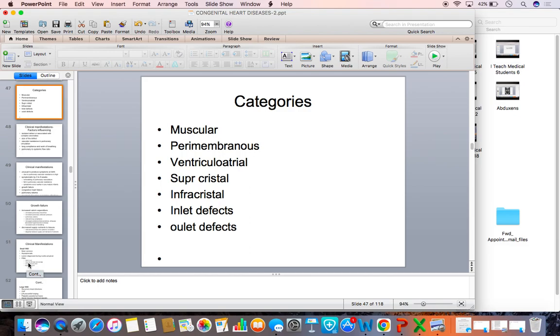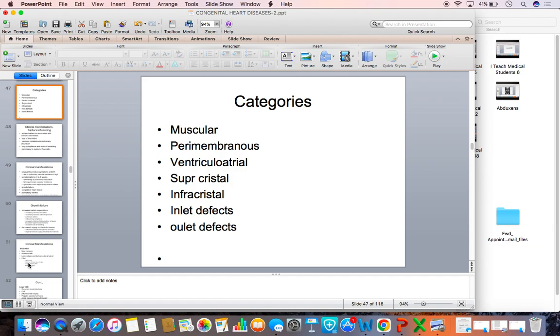Then, what are the categories of VSD? These are muscular, perimembranous, ventriculoatrial, that is from the left ventricle to the right atrium, supracrystal or infracrystal, or inlet defects or outlet defects. Coming to the inlet defects, the first one is the inferior lateral defect, close to the septal leaflet of the tricuspid valve, which is an inflow defect. In the same way, infracrystal is also an inflow defect.